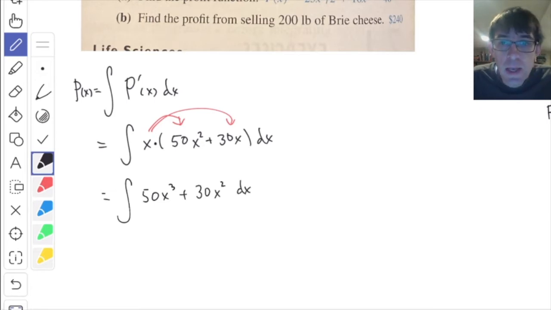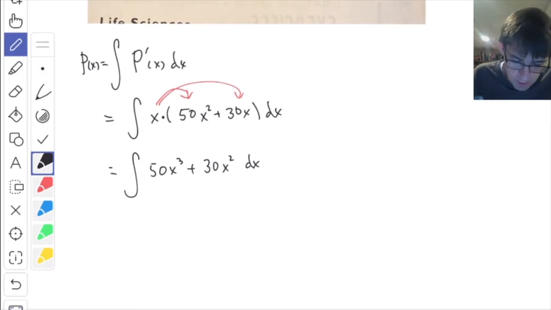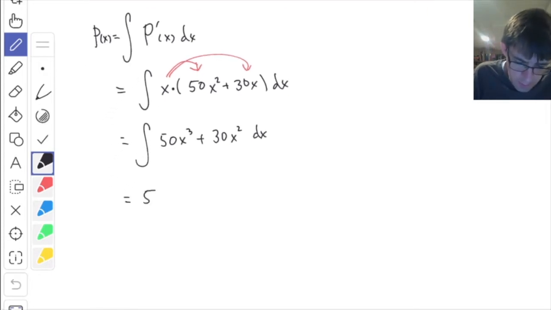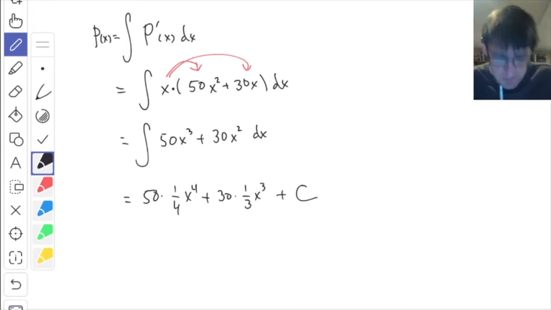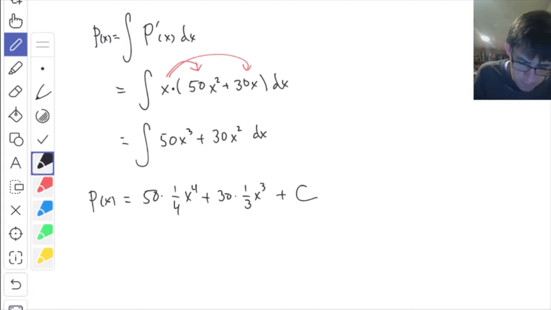And then we can do the antiderivative. Now we don't have to do anything special. This becomes 50, the coefficient, 1/4 x to the 4, plus 30, this is the coefficient here, 1/3 x cubed, and then plus c. So this is the antiderivative. And this is almost the answer, although, like before, we need to figure out what the c is. So this is P of x, right, is this.